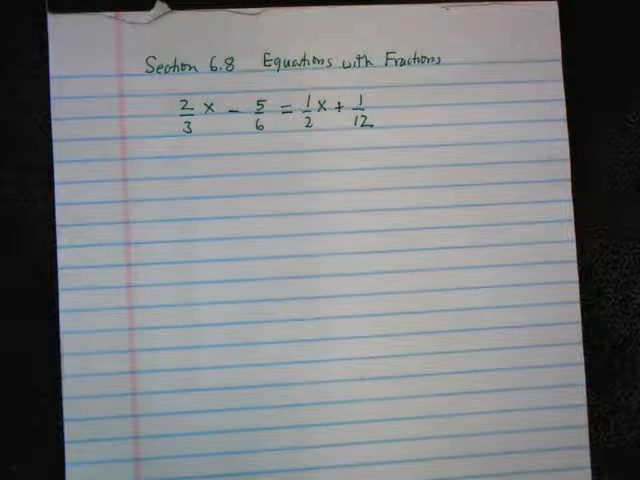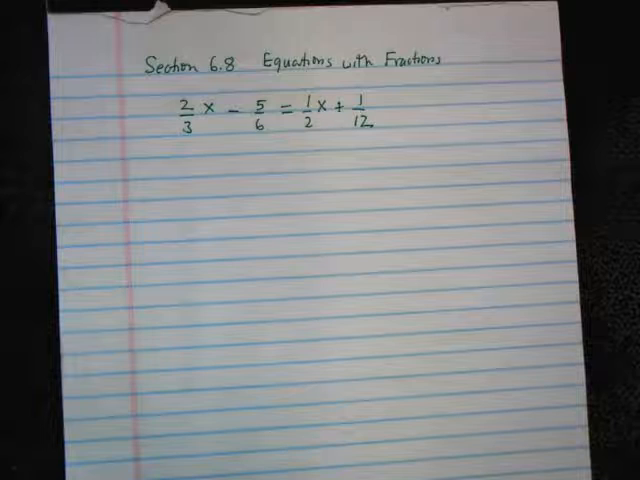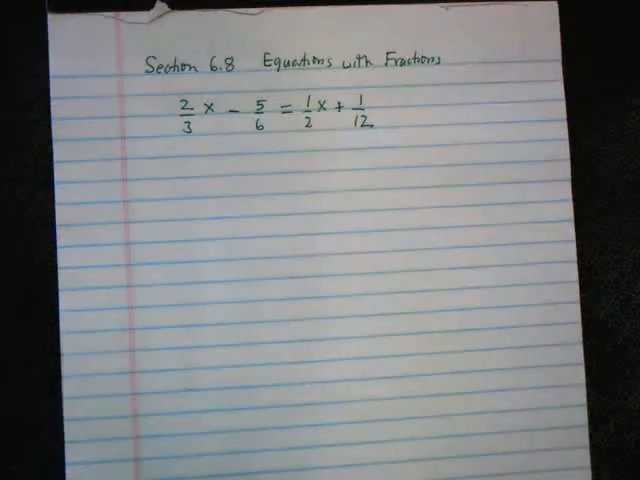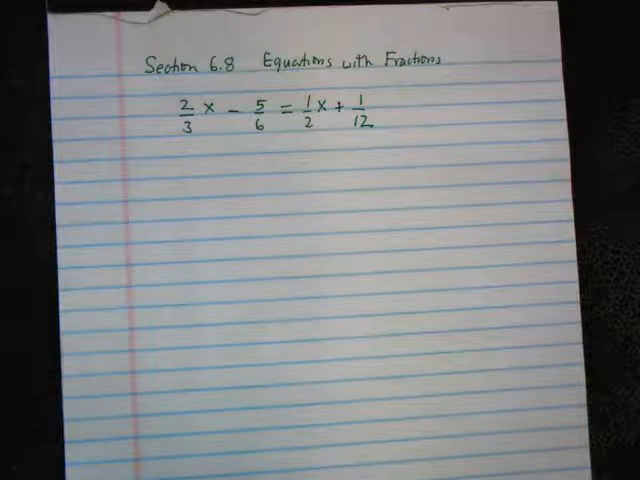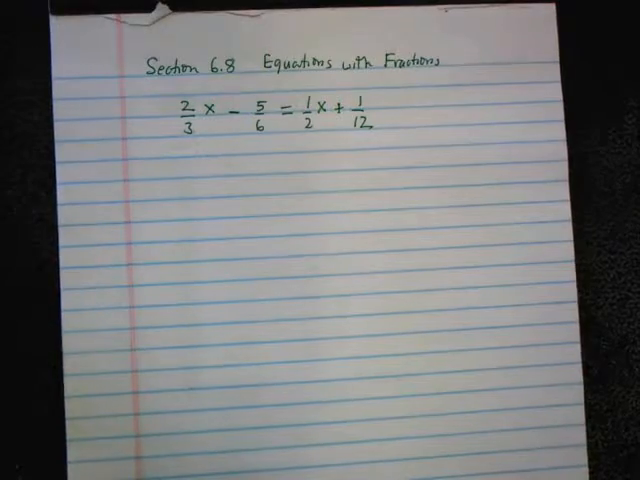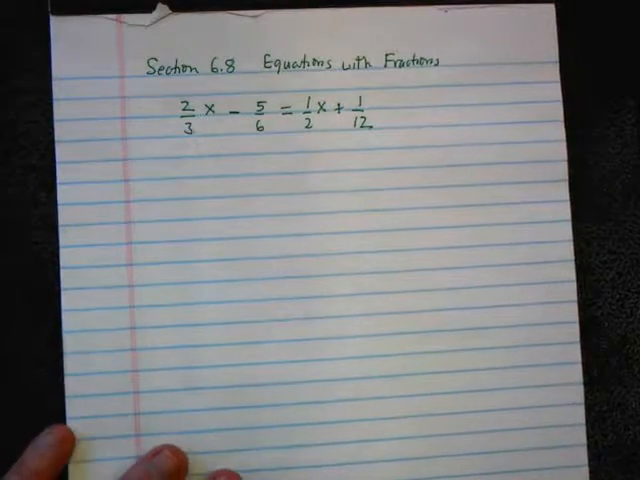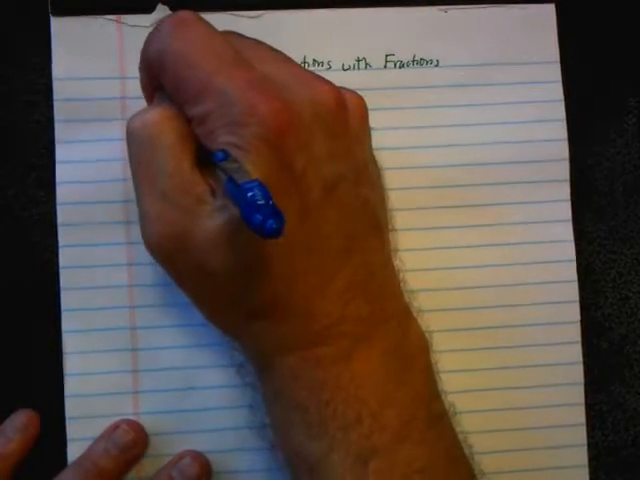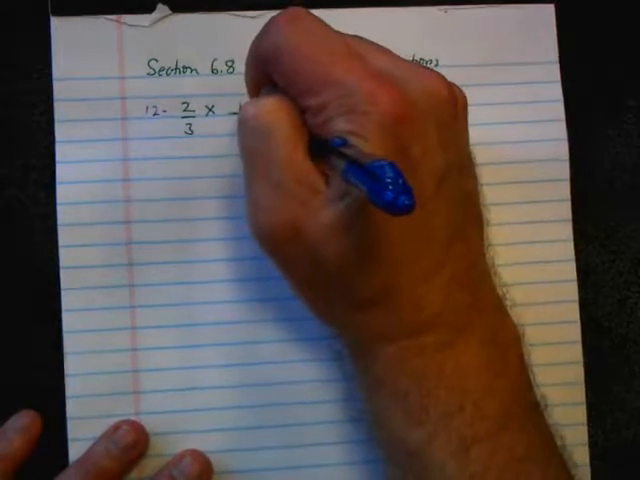You gotta get them all together. All right, so what I do is I look at all the fractions all at the same time. There's 4 of them, and I find a common denominator that works for a 3, a 6, a 2, and a 12. A common denominator is 12. In fact, that happens to be the least common denominator. What I'm going to do is take that common denominator of 12, and multiply it by every single piece.